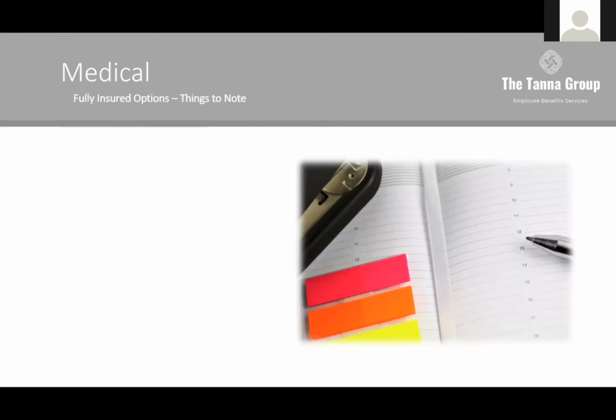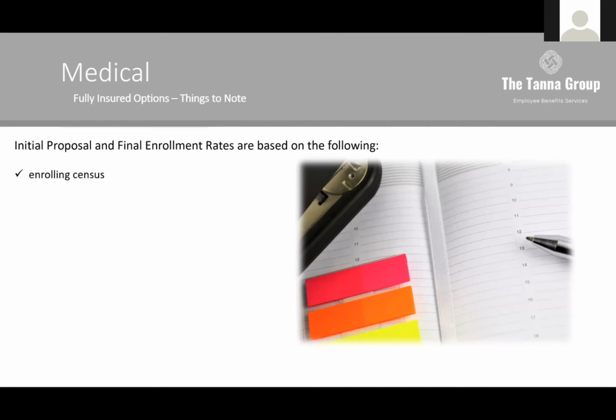Okay, just like the level funded option, there are also things to consider in the fully insured world, although not as detailed. The fully insured proposal, I have to say, is considered an initial proposal, and the final enrollment rates are based on the employee and dependent participation. Remember, we talked about the employee population and the waivers in the previous slides.